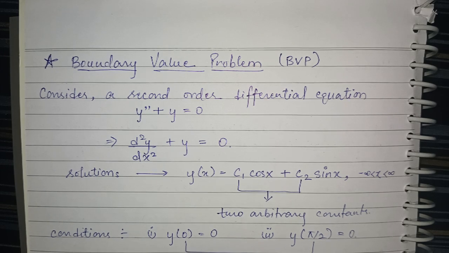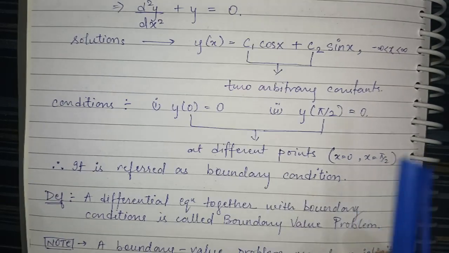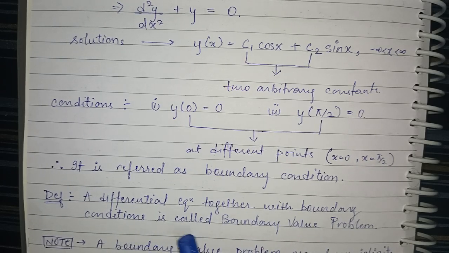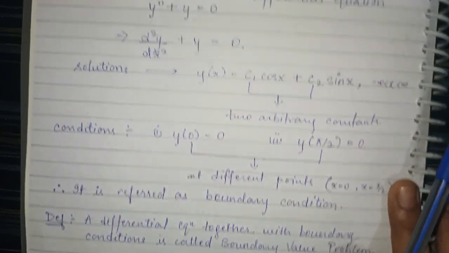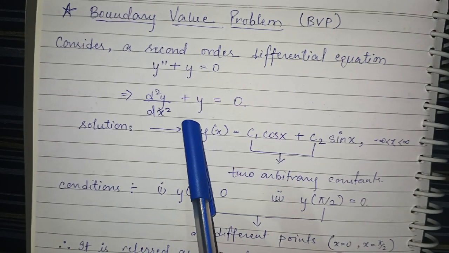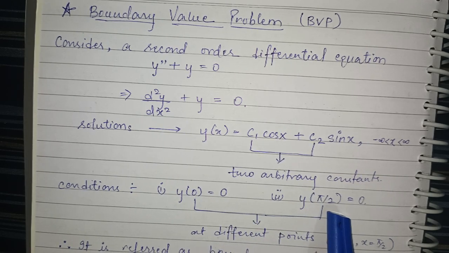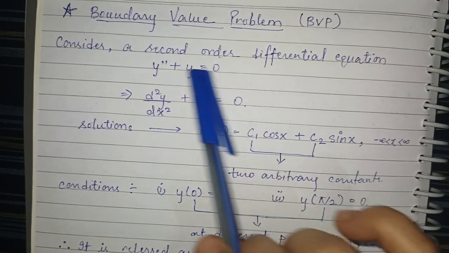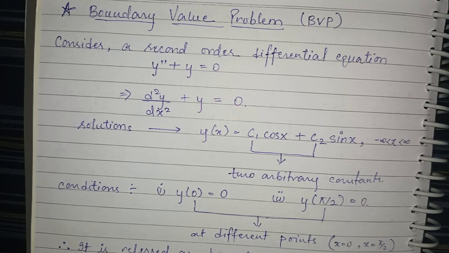Here a definition is given that a differential equation together with boundary conditions is called a boundary value problem. Here you can see that we were given a differential equation and the conditions at the boundary points, or we can say at different points. So any differential equation given to you with boundary conditions is known as a boundary value problem.